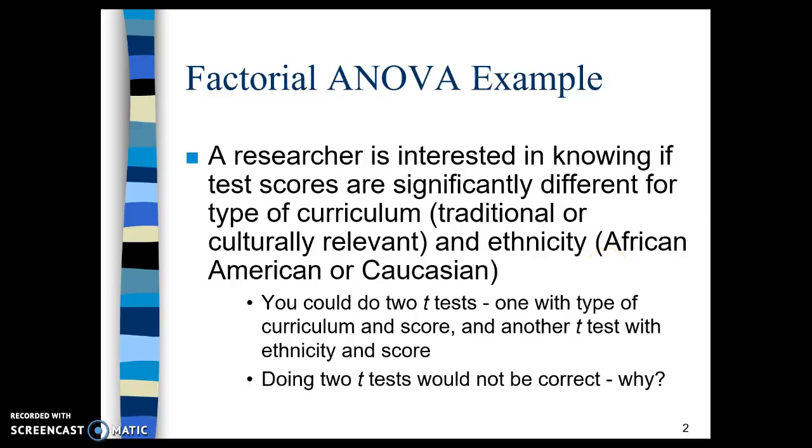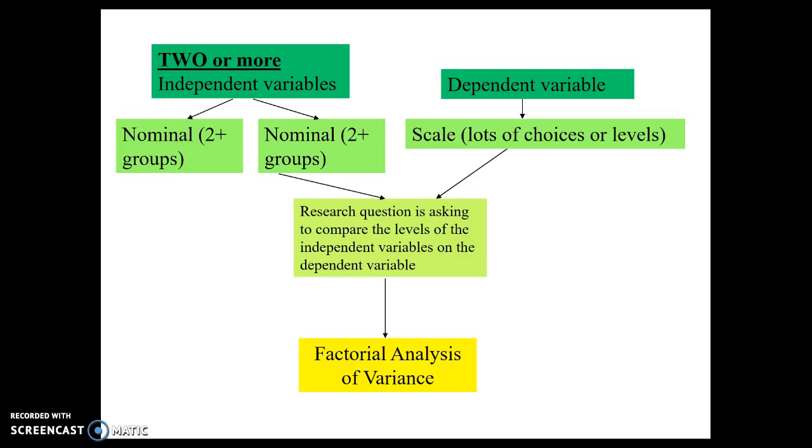So in this case, we could do two t-tests because we have two groups in each. If we were looking at three curriculums and more than two ethnicities, then we could be doing two one-way ANOVAs, but really that's not the best choice. If we can do everything in one test, we're minimizing our type 1 error chances.